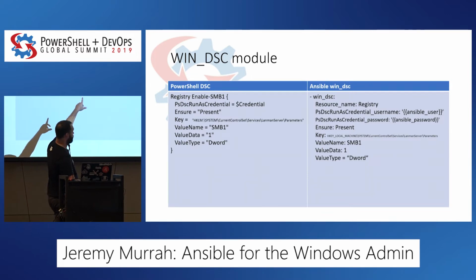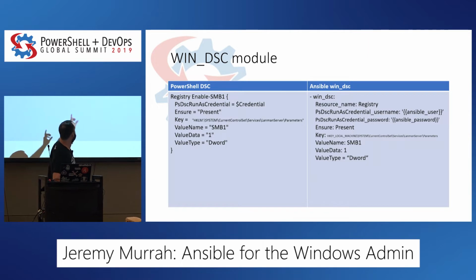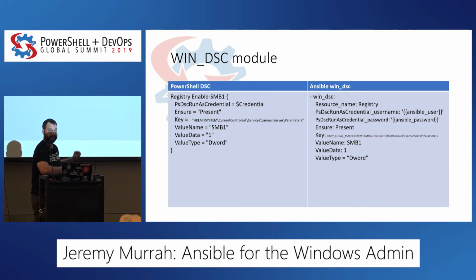But anyway, this is what that would look like, right? DSC run as credential, you give it a credential object that you've defined or passed in or whatever. That's PowerShell. And then key value pairs for all the properties of how to do that. I should obfuscate that so no one finds this on YouTube and thinks it's a good idea, like redacted. So that's how you do that in PowerShell.